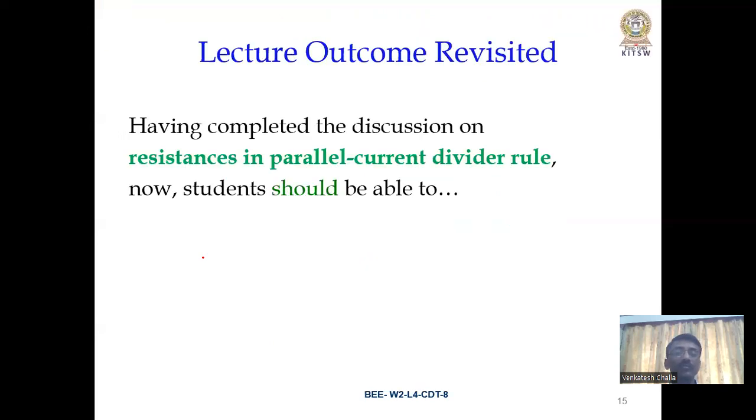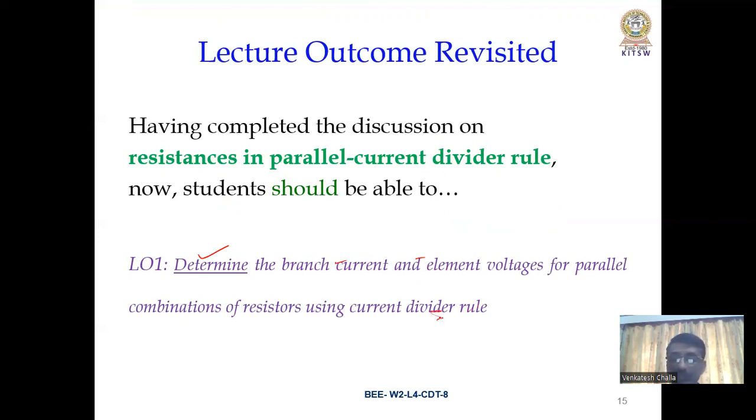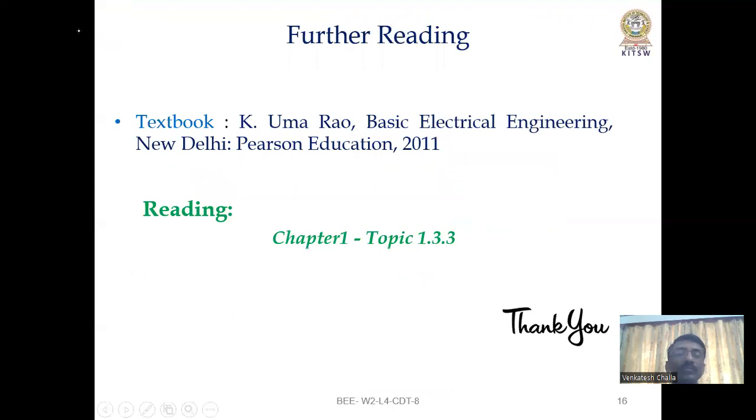Yes, 25 ohms. Having discussed this, we should now be able to solve problems to determine the equivalent resistance, branch currents and voltages for parallel combination of resistors and apply the current divider rule. Students, you can refer to the textbook Basic Electrical Engineering by K. Umarov, topic 1.3.3 in chapter 1. Okay, thank you, students.